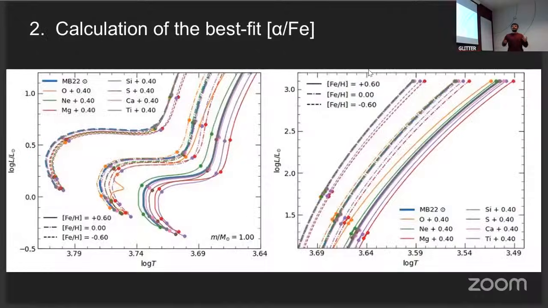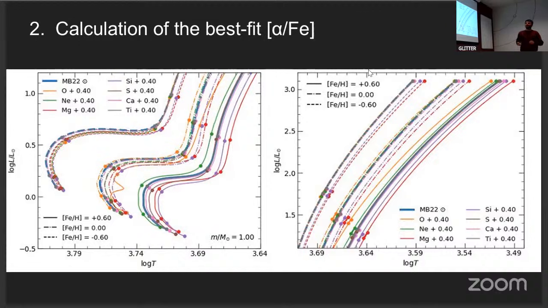So with that idea, what we did is that we computed a grid of stellar evolutionary models from the main sequence, the red giant branch, from different masses, different metallicities, with the particularity that all these models have individual alterations in the abundances of the alpha elements between minus 0.6 to 0.6.